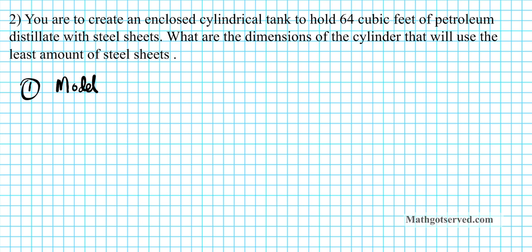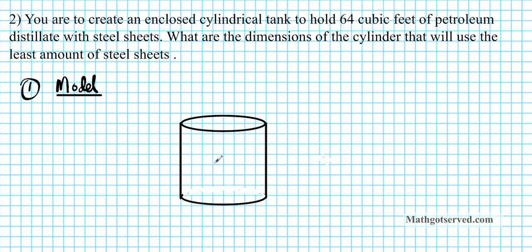Okay, so we're going to model the situation for step 1. First thing we're going to do is sketch the graph. We're just going to draw a cylindrical tank. All right, so there goes my cylindrical tank. Now let me label the measures that are relevant. For your cylinder, if you want to calculate the volume and the surface area, you want to know the height of your cylindrical tank.